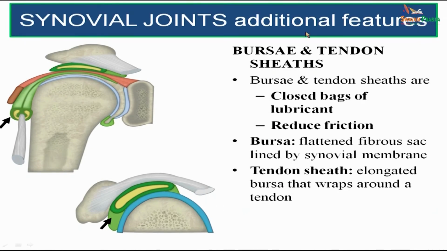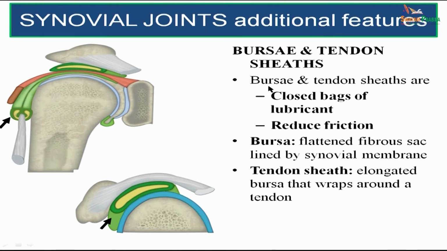In addition, synovial joints show some additional features: bursae and tendon sheaths. What are bursae and tendon sheaths? If you look at this picture, this is a tendon, this is the bone, and in between we are finding this structure which is like a bag. Here again, this is the bone, this is another bone, and this is the tendon, and we are seeing another tendon passing down covered by a bag like structure filled with fluid.